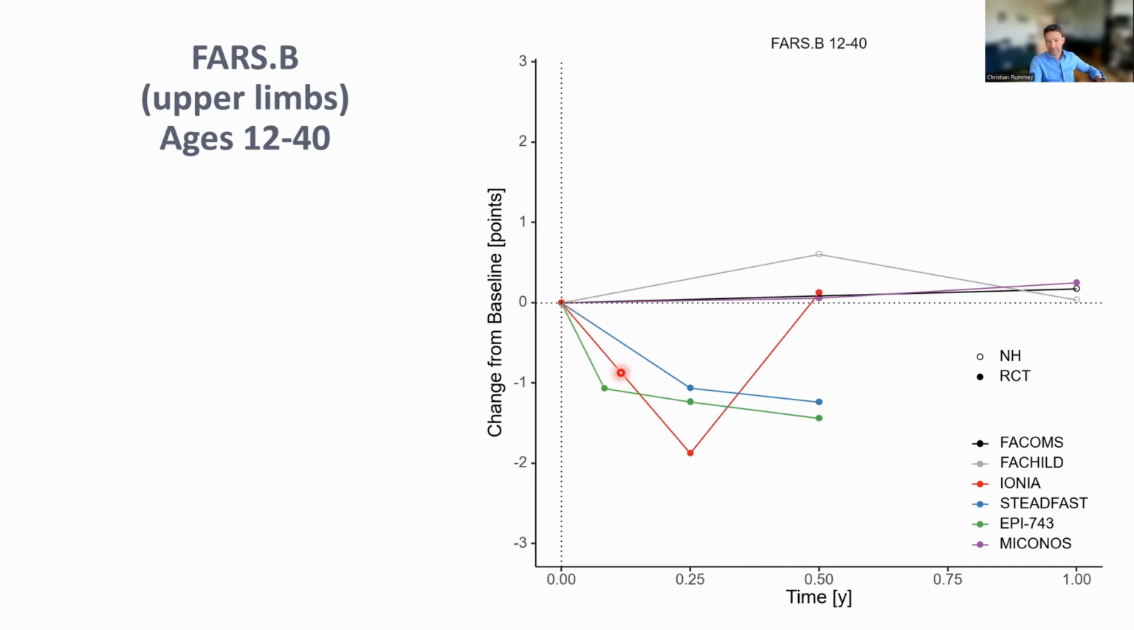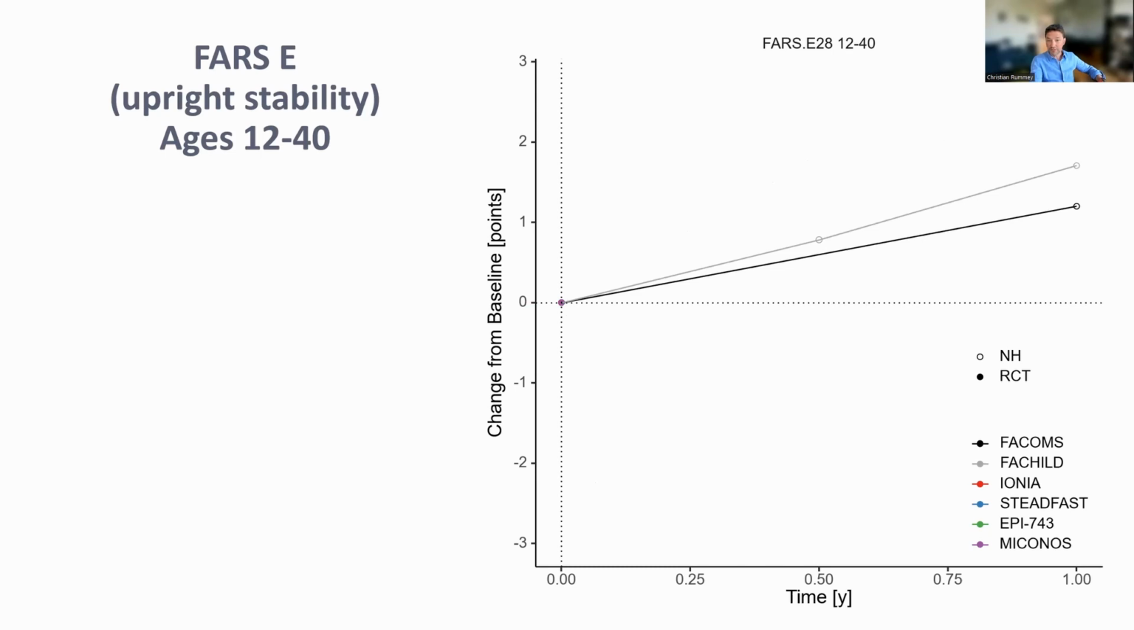You see here very similar effects in this subscore of the mFARS. And I'm just going to skip on to the next, because the interesting part is, of course, the upright stability, where we see very close trajectories in the natural history study.